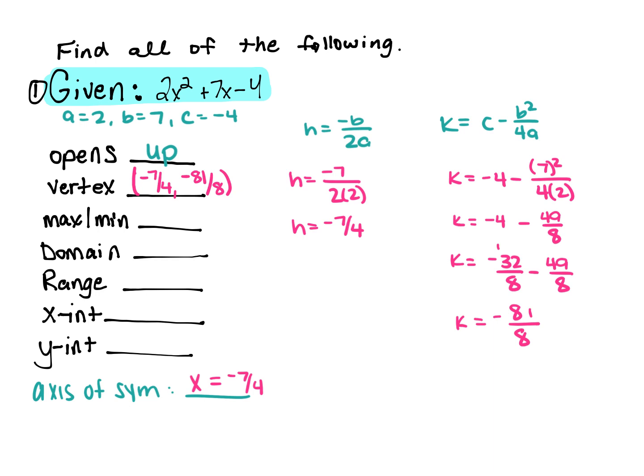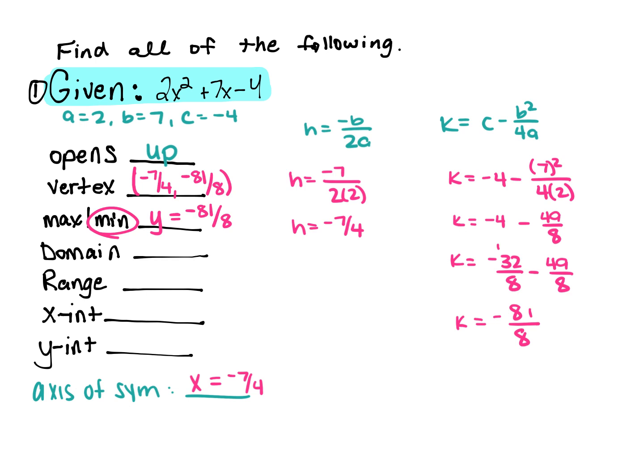That k value also gives you your maximum or your minimum. We said that this parabola opens up, which means you're going to have a minimum value, and that minimum value is going to be at y is equal to negative 81 over 8. You have to give that y is equal to tomorrow.